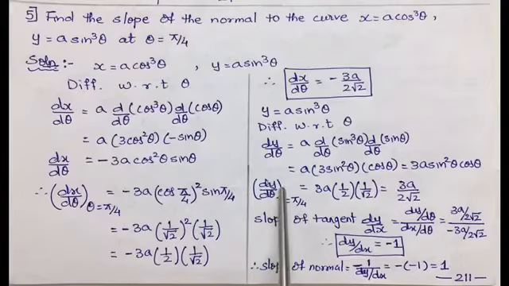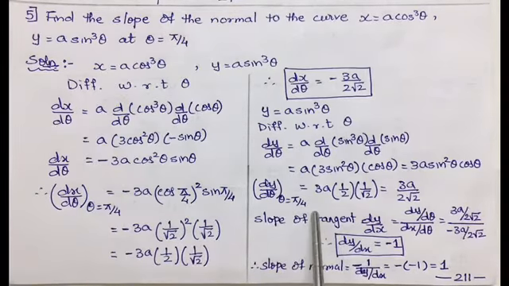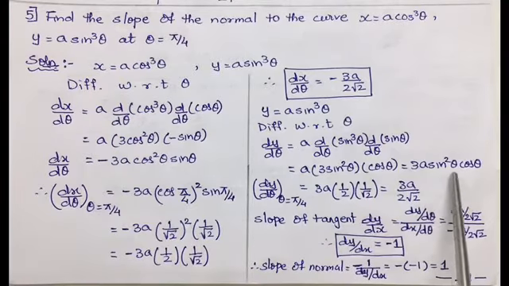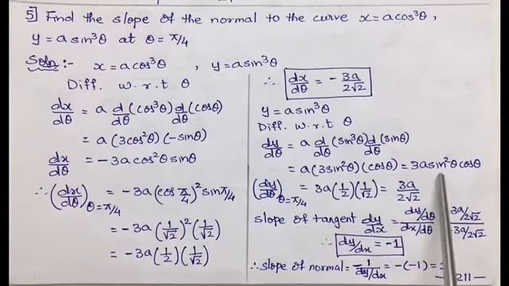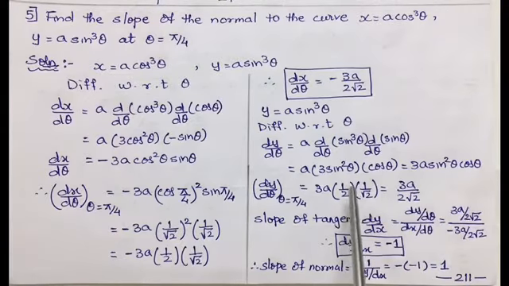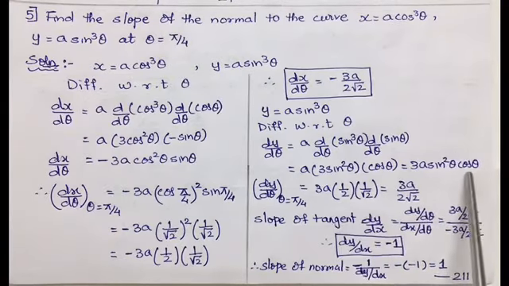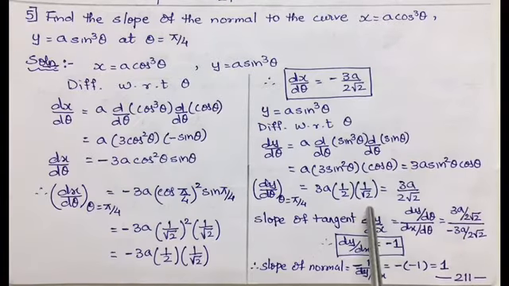Now we have to calculate dy by d theta when theta is equal to pi by 4. So taking theta as pi by 4 and putting in dy by d theta, we get 3a, sin pi by 4 is 1 upon root 2, its square makes it 1 upon 2. Same, cos pi by 4 is 1 upon root 2. So dy by d theta becomes 3a upon 2 root 2.